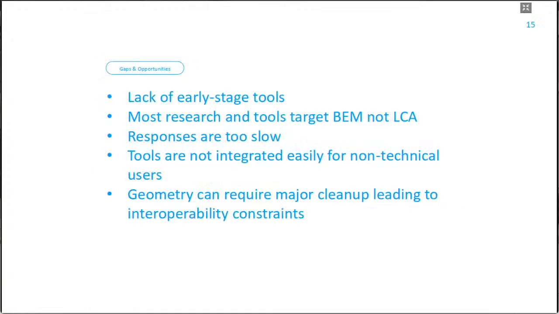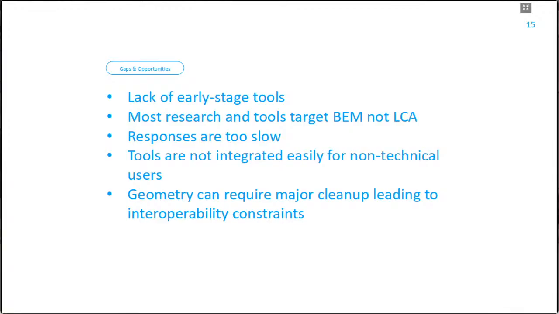And so that leads on to gaps and opportunities. This systematic review is the first part of our PhD project. And from this, we have identified that there's a lack of early stage tools. Most research tools do target BIM, not so much LCA, and there's even less on occupancy behavior. Current responses are slow, so architects are after something with real-time or near real-time feedback.